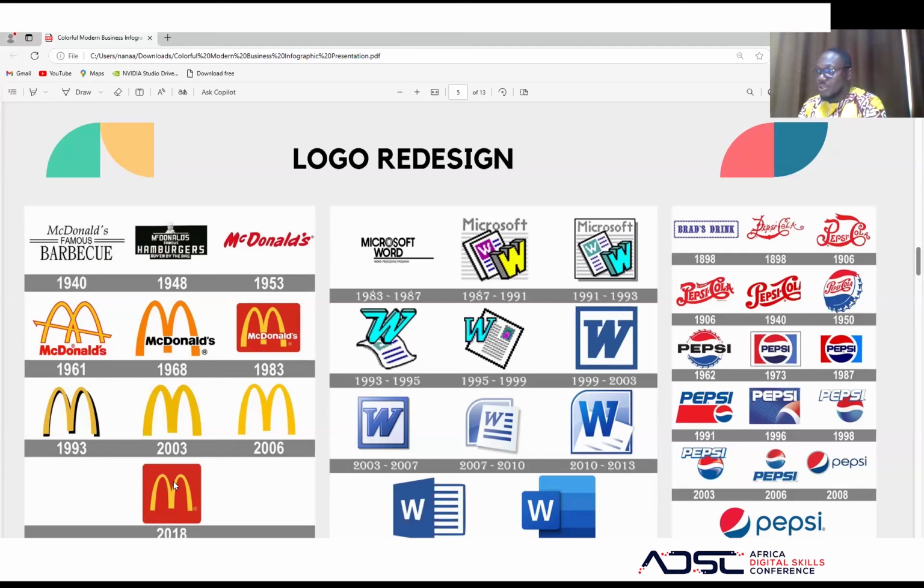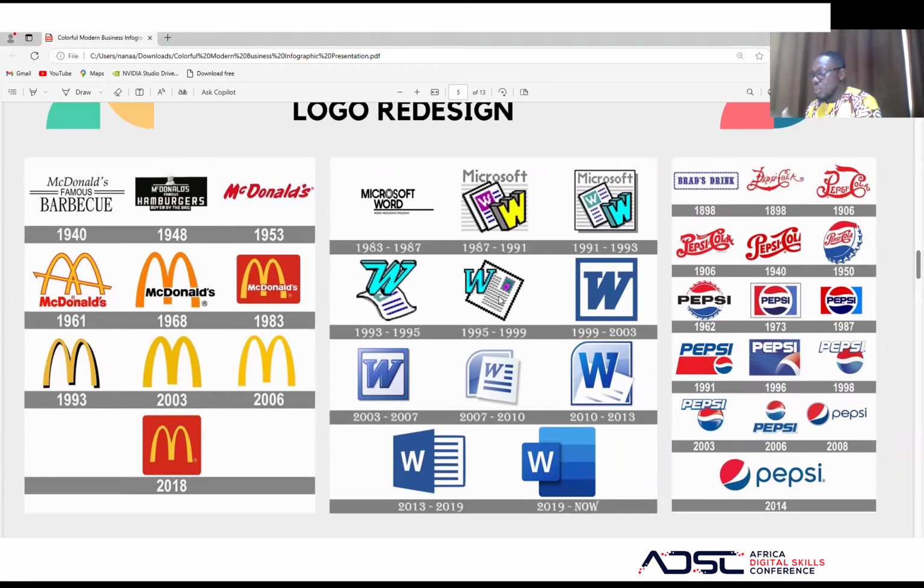So this is McDonald's. Look at Microsoft. Look at the process they went through from 1983 straight to 2019. Brands, the companies or the products that you use, even the company owners are using simple designs now. How much for you that somebody no one knows? So I need you to be able to understand the essence of a simple logo.